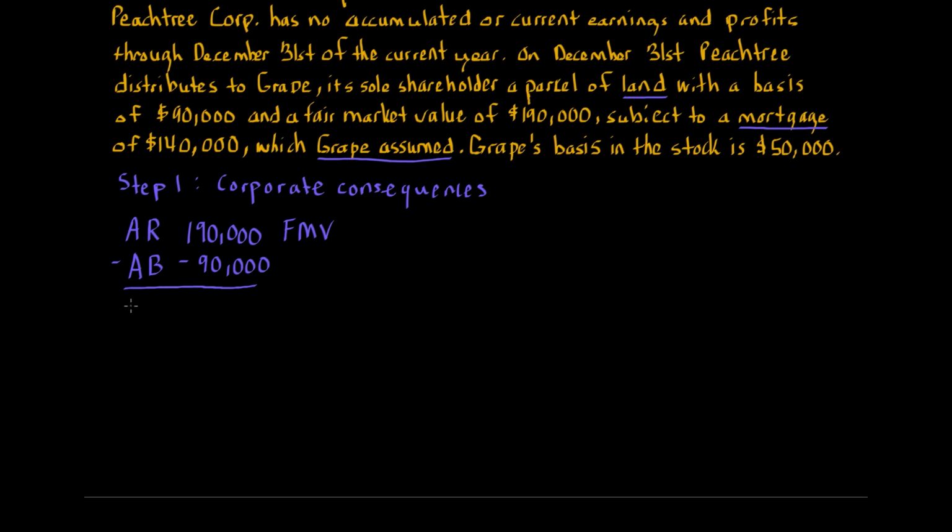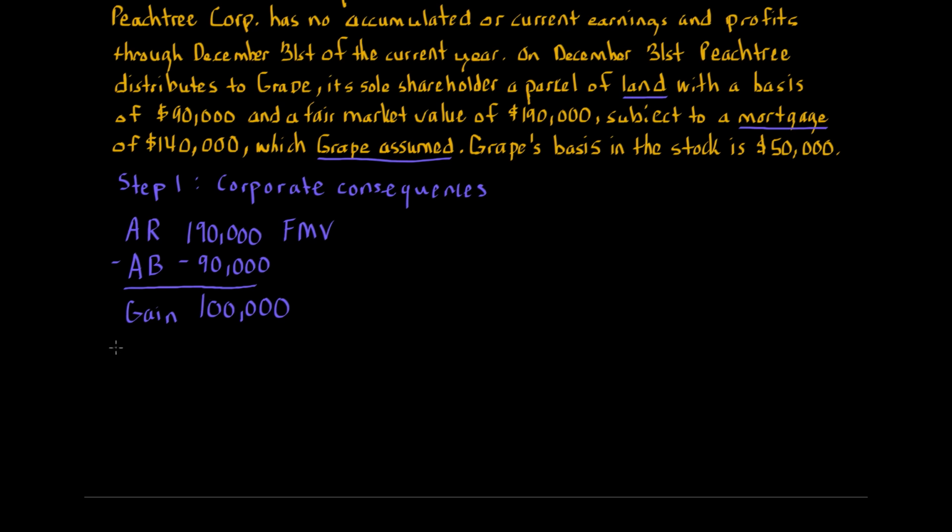This gives us a realized and recognized gain by the corporation of $100,000. So on Peachtree Corporation's Form 1120, a $100,000 gain must be recognized. Now, if this was a loss, the loss would be realized but not recognized. Section 311 says that gains must be recognized, but losses can never be recognized in this situation. So we've just done step one. Peachtree Corporation has a $100,000 gain that must be recognized on the Form 1120.